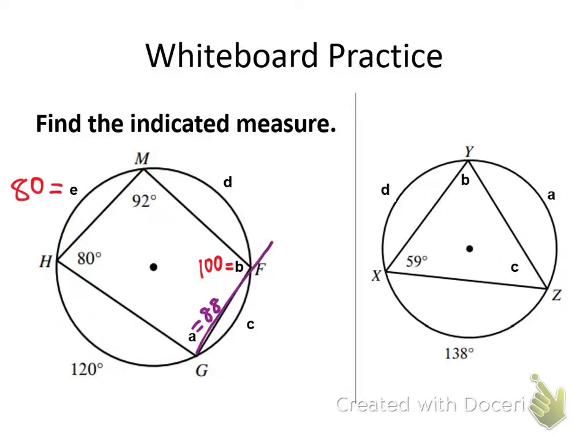For the 88, its intercepted arc is from H all the way to F. You already have 80 degrees of it. What should the whole thing be if we have 88 degrees? 176. Subtract the 80, D has to be 96.